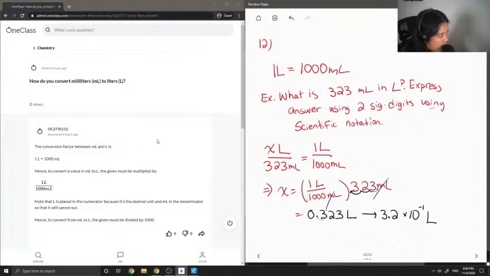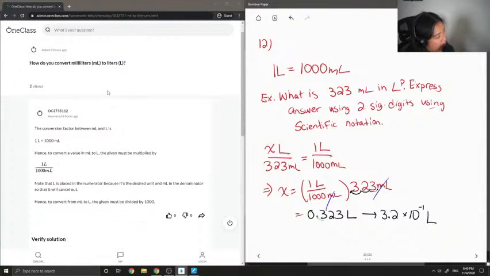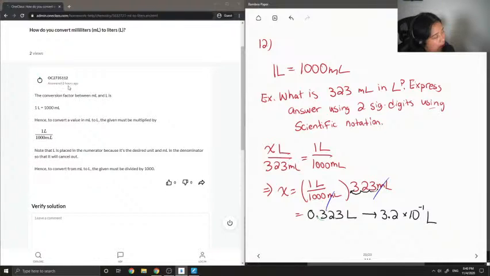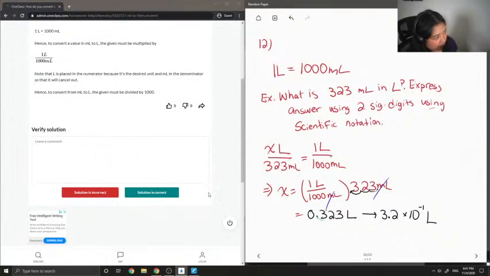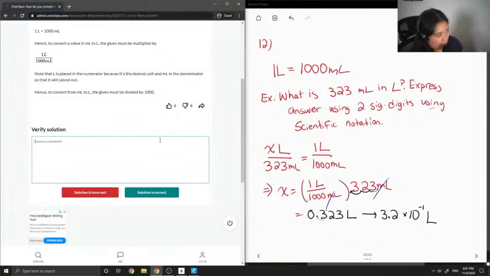Let's see what our junior tutor said. The conversion factor between milliliters and liters is 1 liter is equal to 1,000 milliliters. Hence, to convert a value in milliliters to liters, the given must be multiplied by 1 liter over 1,000 mils. Note that liters is placed in the numerator because it's the desired unit, and milliliters is in the denominator so that it will cancel out. Hence, to convert milliliters to liters, the given must be divided by 1000. Yep, so this solution is correct.